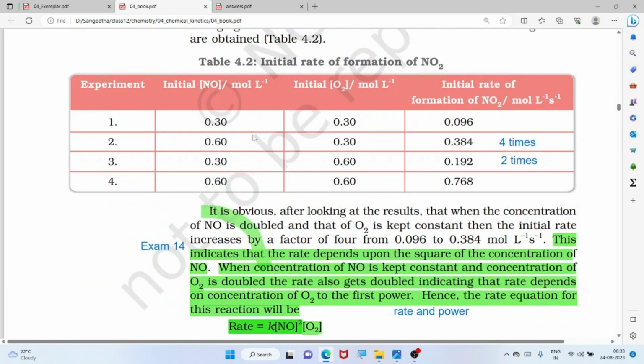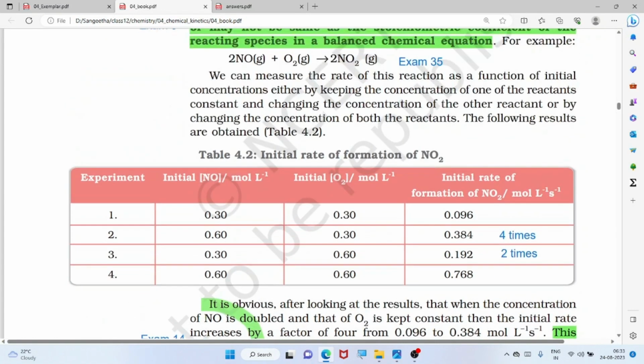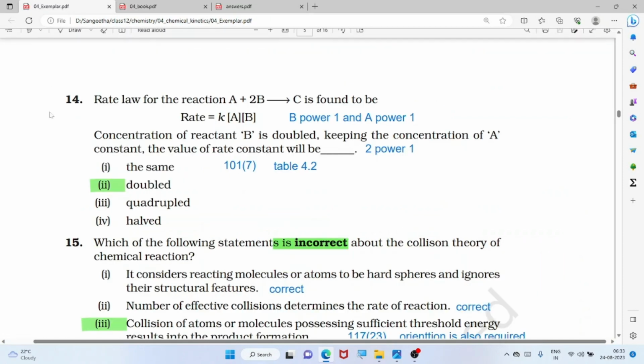So here they are given how you determine the rate constant. Okay, keeping one of the reactant concentrations the same and increasing the other. See here, in this step they kept the concentration of the B constant and they increased the concentration of this. Okay, then how many times does it increase? Based on that, they are computing the rate constant.